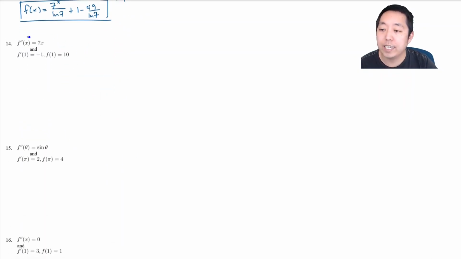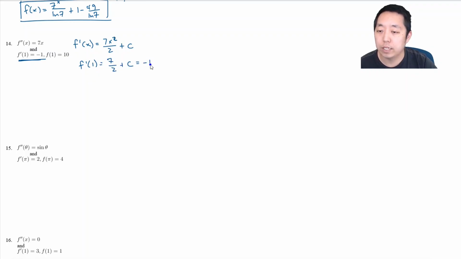Similar thing here. Here I have a second derivative. Okay, so first I do an antiderivative to find the first derivative. That would be 7x squared over 2 plus c. But I can find c because they gave us what the first derivative ought to be at 1. So f prime at 1 is going to be 7 over 2 plus c. That has to equal negative 1. So c would equal negative 1 minus 7 halves, and that's negative 9 halves. So that means this is equal to 7x squared over 2 minus 9 halves.